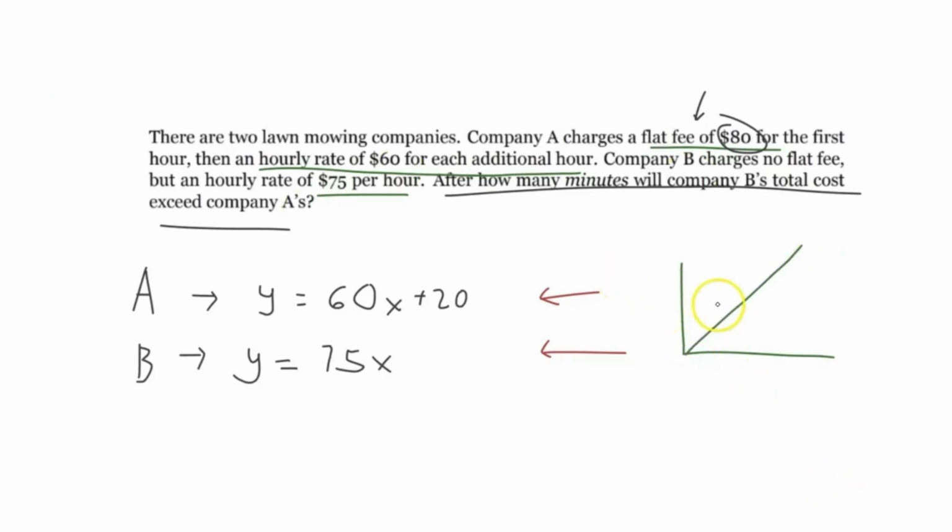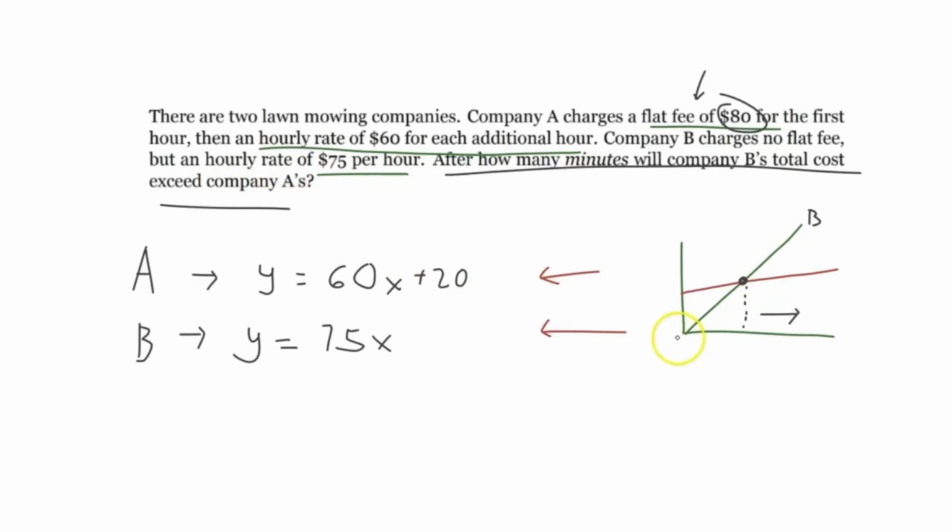And then company A, they're going to be starting up here somewhere for that flat rate, and then they're going to be going over like this, right? Their rate of change at 60x is going to be slightly lower than 75x. And so they're going to intersect at some point. So if we find this intersection point, we know that after that amount of time, anything after that, well, company B right here is going to exceed the total cost compared to company A. So let's just find the intersection. This is a simple problem now.